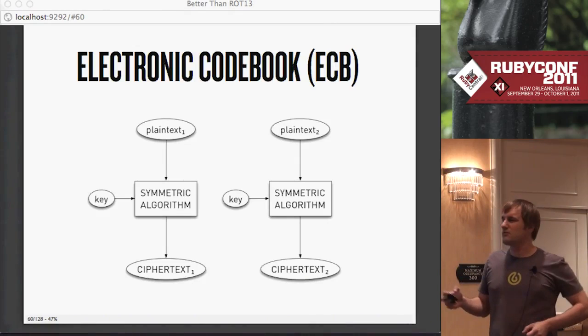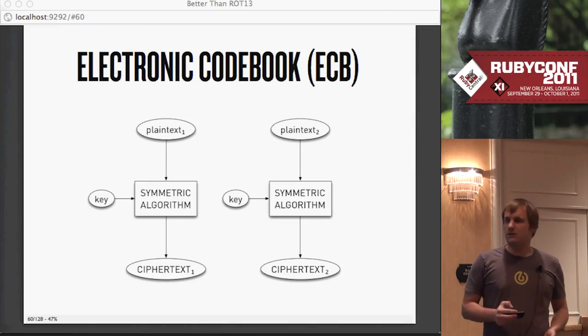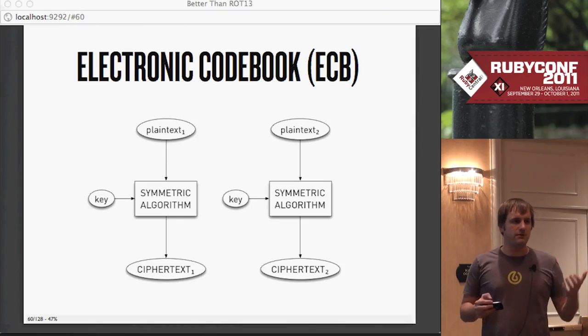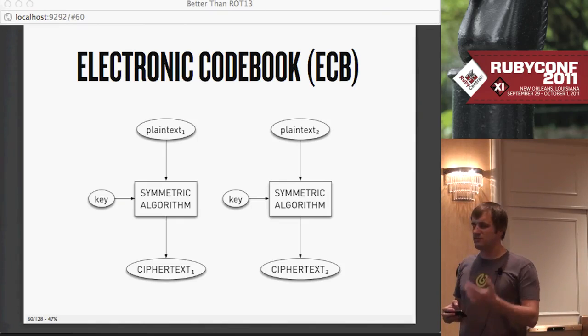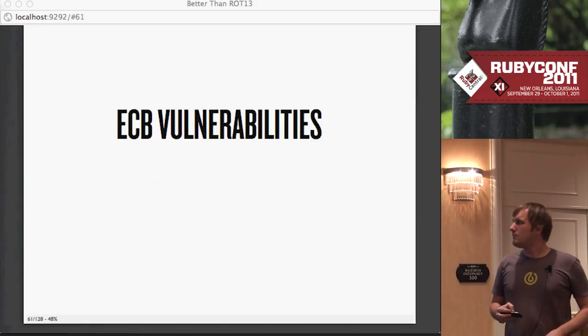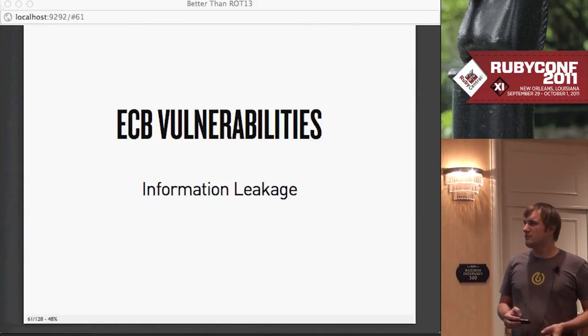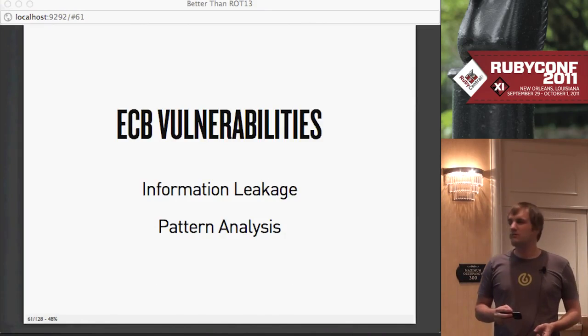This is how ECB works. Looks pretty straightforward, right? You take your first plain text block of 128 bits, encrypt it into ciphertext. Second, 128 bits, encrypted into ciphertext. But it has a lot of vulnerabilities. You have information leakage and pattern analysis.